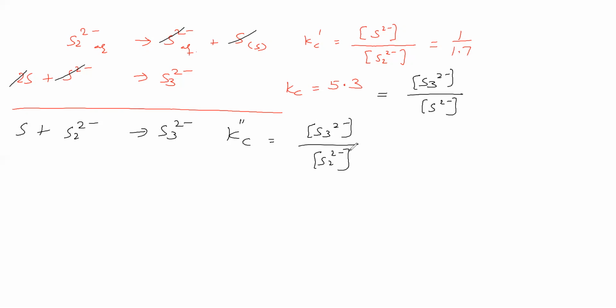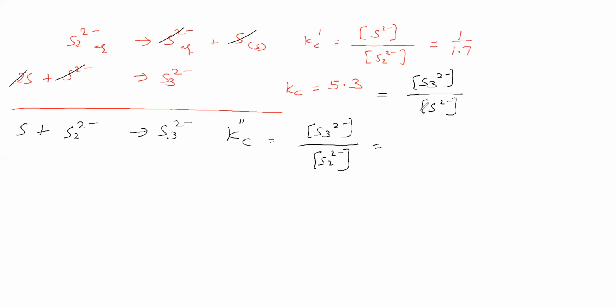Now we want Kc for the required equation. For these two reactions we know Kc. Using these two Kc, how do we get this Kc? So you take this one and this one, and multiply these two.